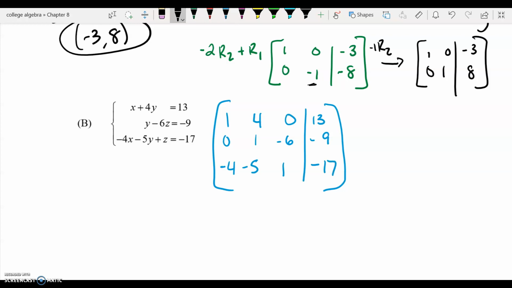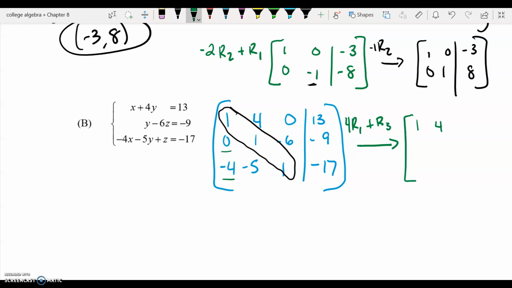The nice thing about this is your diagonal is already a 1. So we want to try and keep it that way if we can. However, you're going to have to do some different things. So I need everything below this one to be a 0. So in this column, I need everything to be a 0 besides the one in the top left. To do that, I'm going to multiply row 1 by 4 and add it to row 3.